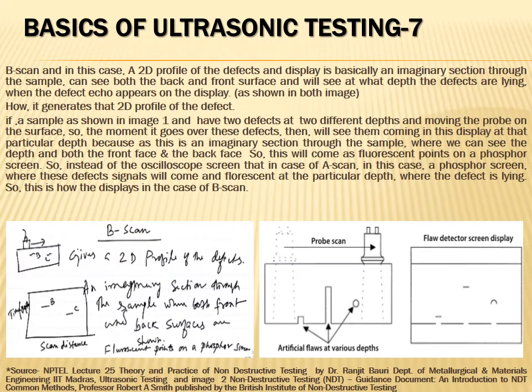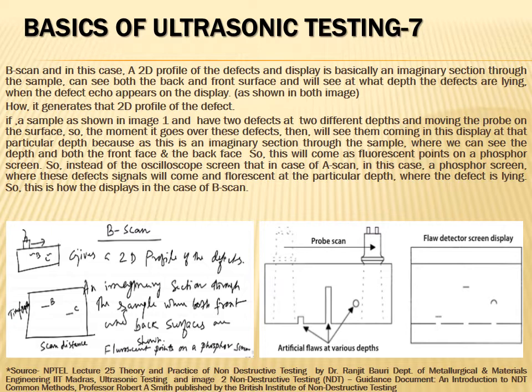Now we talk about the second type of scan, which is also most important for us and is generally used in ultrasonic testing. That is the B scan. In this case, it gives us a 2D profile of the defect, and the display is basically an imaginary section through the sample where we see both the back and the front surface, as well as at what depth the defects are lying when the defect echo appears on the display. That is how it generates that 2D profile of the defect.